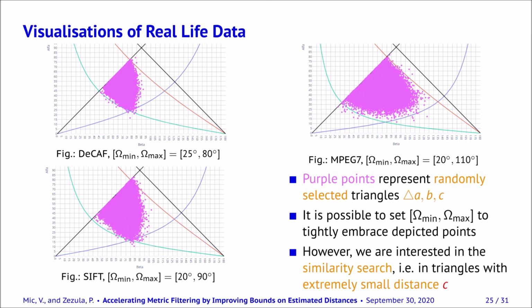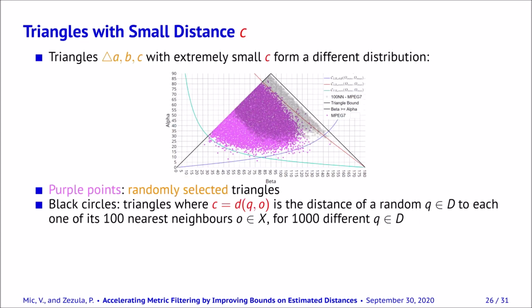These plots illustrate that it is possible to select omega min and omega max for each dataset to tightly embrace the sampled triangles by blue, green and orange curves. However, we are interested mainly in the similarity searching, and thus in triangles where distance C is extremely small. These extreme triangles are not effectively sampled when picking triplets of objects randomly. Therefore, we introduce another data sampling for the application of the bounds for similarity searching.